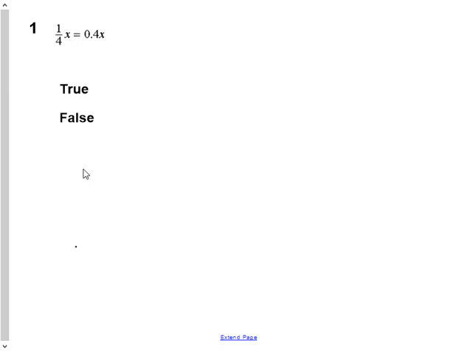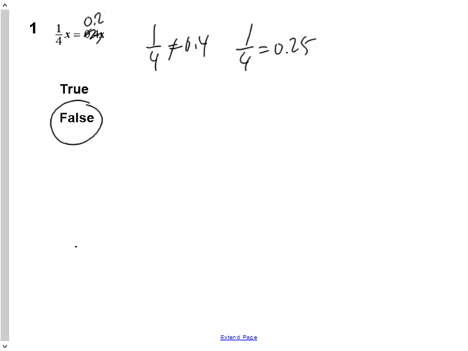A quarter of x is equal to 0.4x, and the answer is false because 1/4 is not equal to 0.4. 1/4 is equal to 0.25. So therefore, the correct answer is 1/4 x is equal to 0.25x.